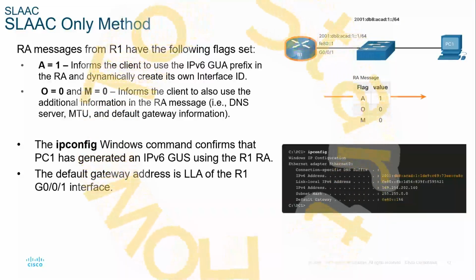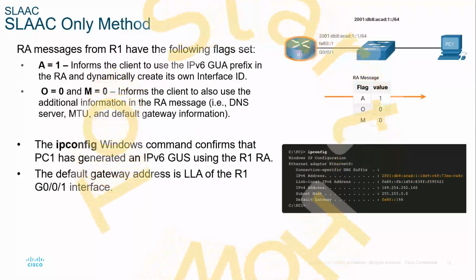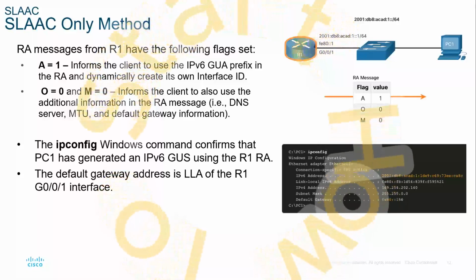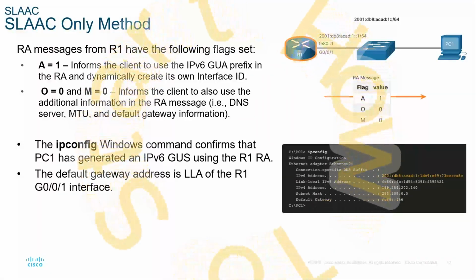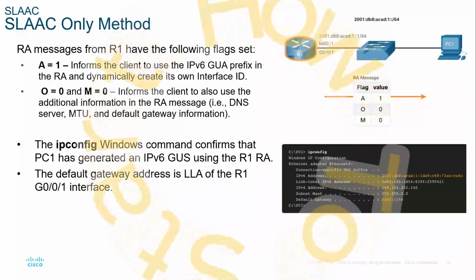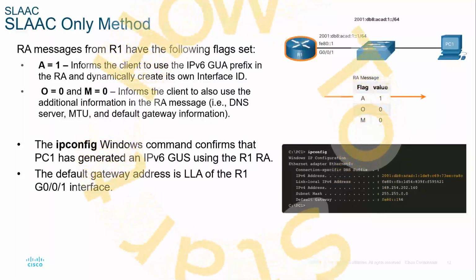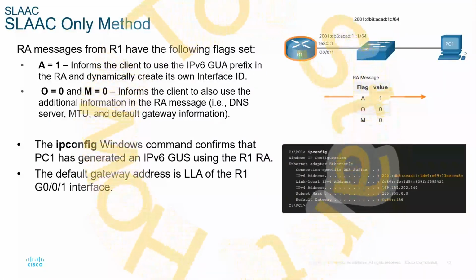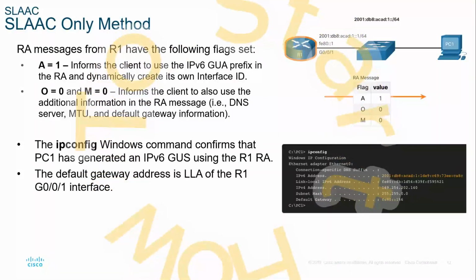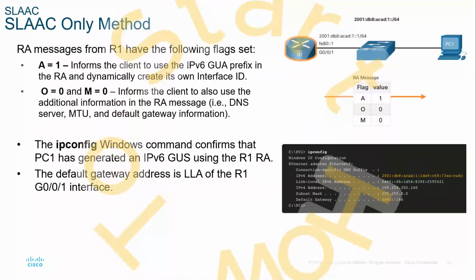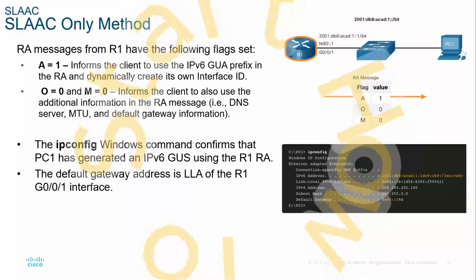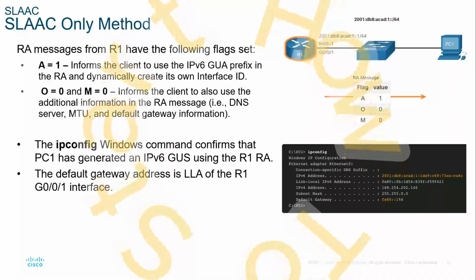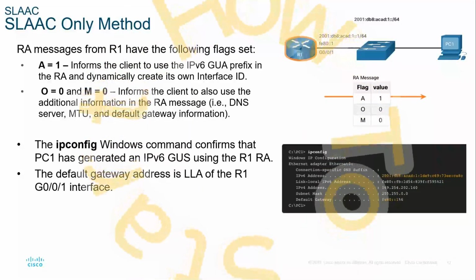You'll notice the default gateway will probably be set to a link local address, and that will be the link local address of R1. That's what's coming in the router advertisements. If you want to set the global unicast address for the default gateway, that's probably not going to come from a SLAAC address. That's going to be coming from SLAAC with DHCP or DHCP.